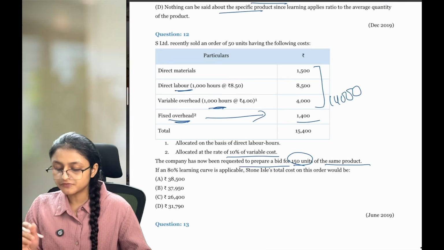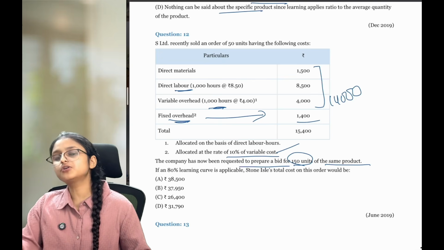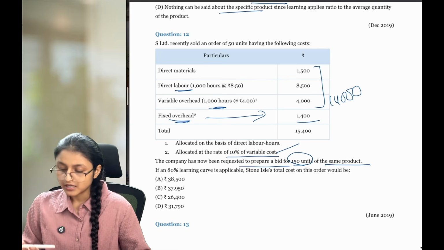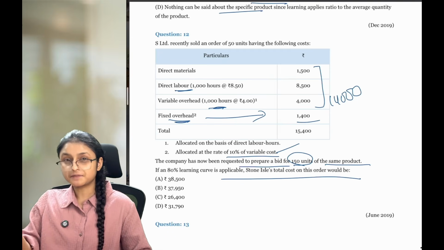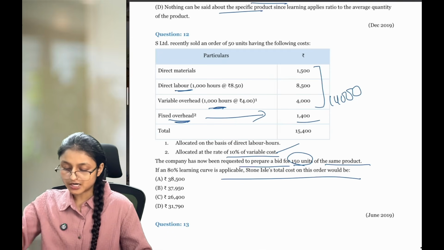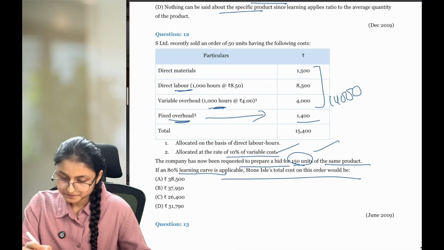First the question comes whether we should take fixed overhead or not. As fixed overhead is absorbed on 10% of variable cost, that means absorption costing is followed here. If they are following absorption costing and there is no such idle capacity or spare capacity given to you, hence you are going to charge the fixed overhead in the next order also if 80% learning rate is applicable.